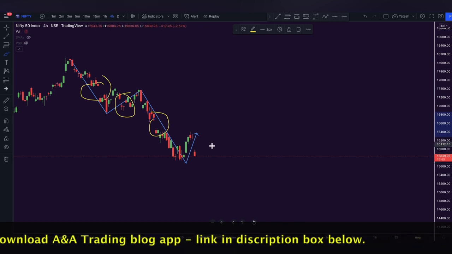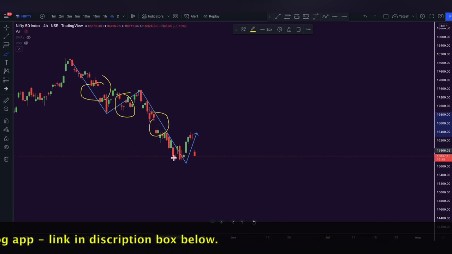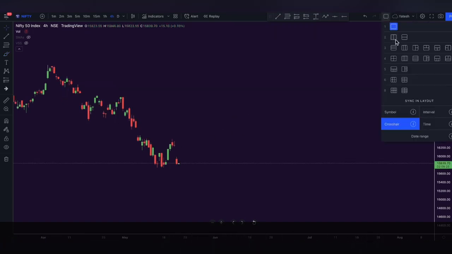Not buying opportunities. Now, those who are finding it very difficult to identify trend like this, we can use Heikin Ashi candlesticks to identify the trend more clearly and easily. Now traders, what we will do is let us open one more Nifty 50 chart.